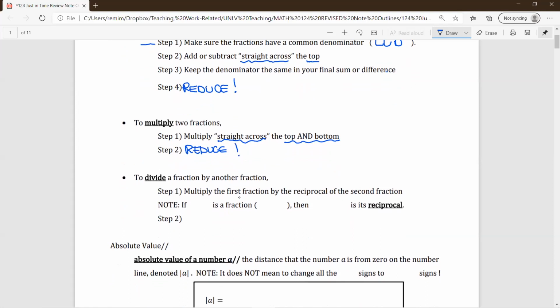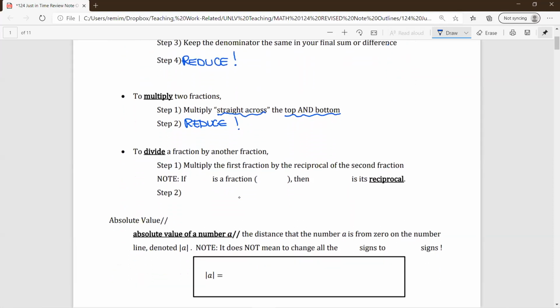And then dividing fractions. If you want to divide a fraction by another fraction, again, you don't have to worry about what the denominators are. You're going to start by step one, multiplying the first fraction by the reciprocal of the second fraction. So what that's saying, this word here, the reciprocal, let's say you have a fraction A over B. That's a fraction. And also important for fractions, the bottom is never zero. So I'm going to make a special note of that. The bottom of a fraction never equals zero.